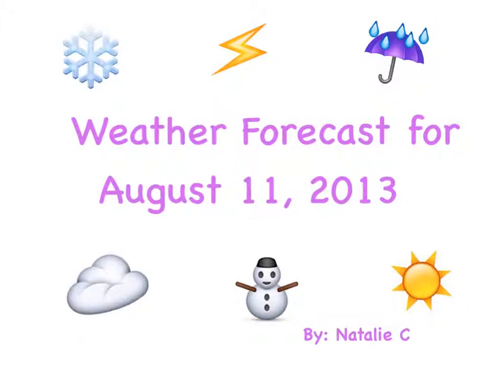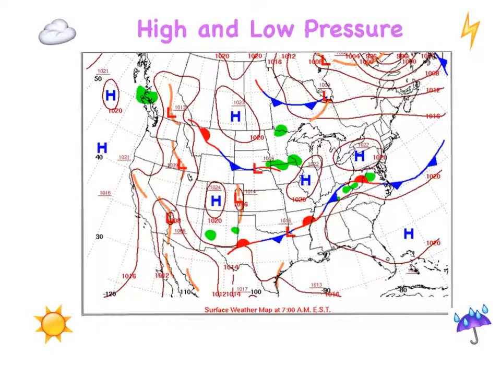Here is the weather forecast for August 11, 2013 by Natalie C. There are 3 high-pressure systems in the United States. They are located in Pennsylvania, Illinois, and Colorado.